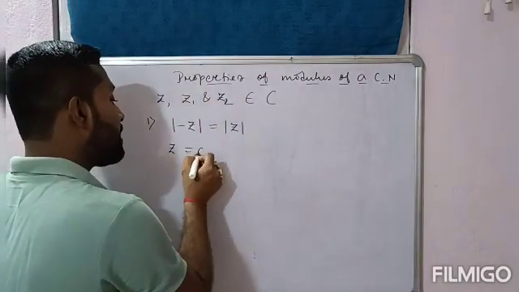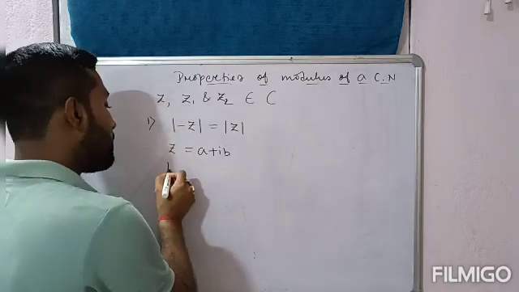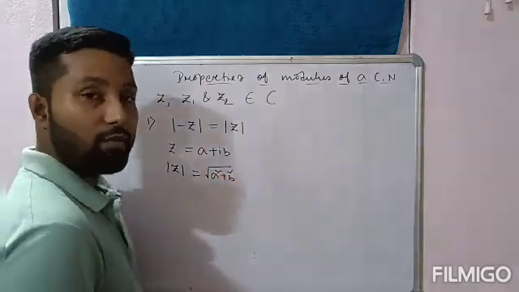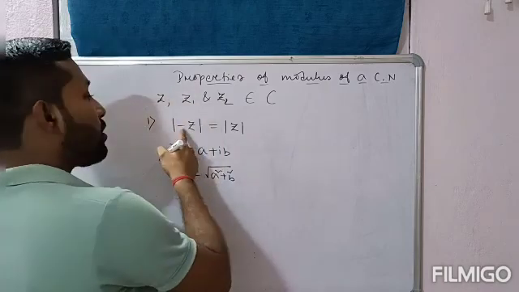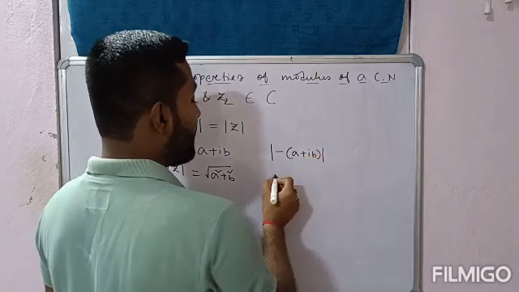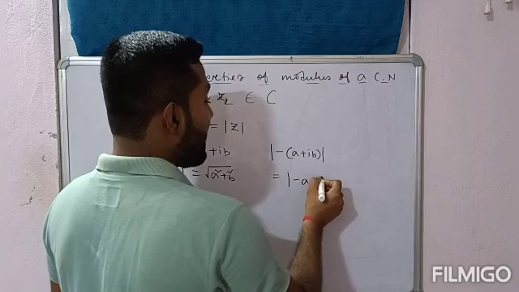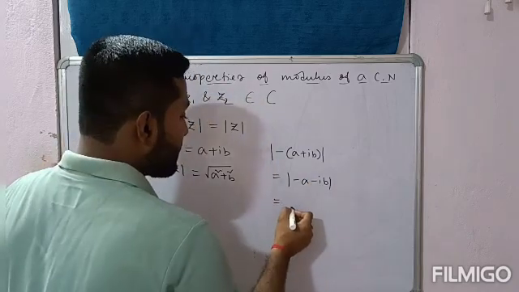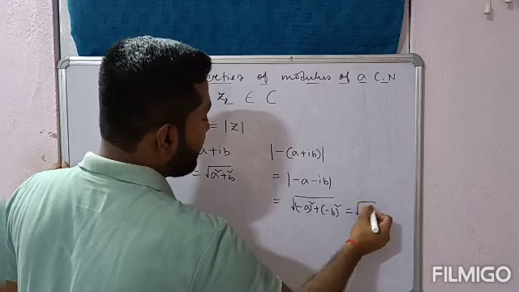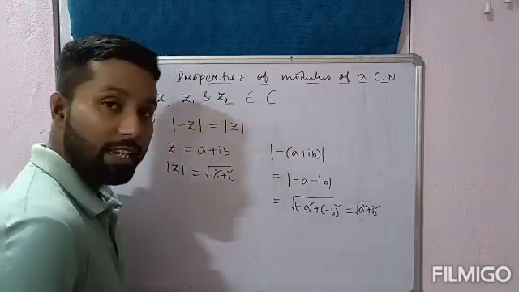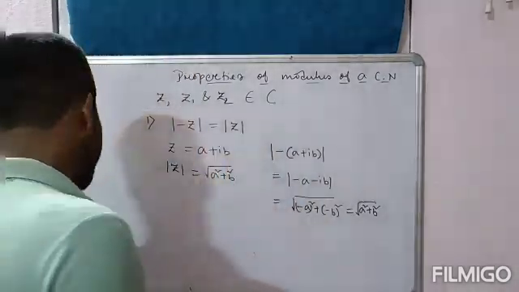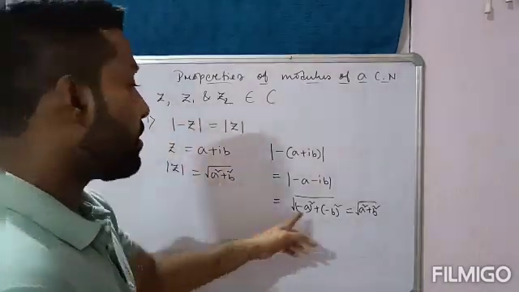Let us consider z is equal to a plus ib. Therefore, mod z we know is root over a square plus b square. Then what is mod of minus z? Mod of minus of a plus ib is equal to mod of minus a minus ib, which is equal to under root minus a whole square plus minus b whole square. So ultimately it is the same, that is root over a square plus b square only. Therefore we can say that mod of minus z is equal to mod z. This is property number 1 and this is its proof.